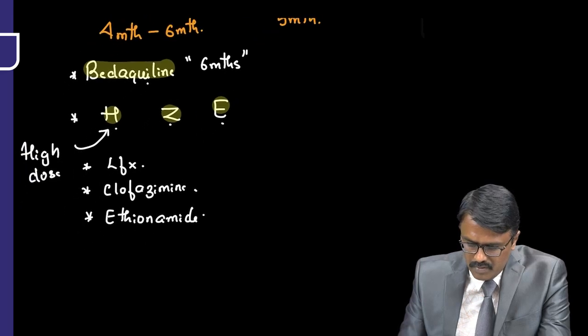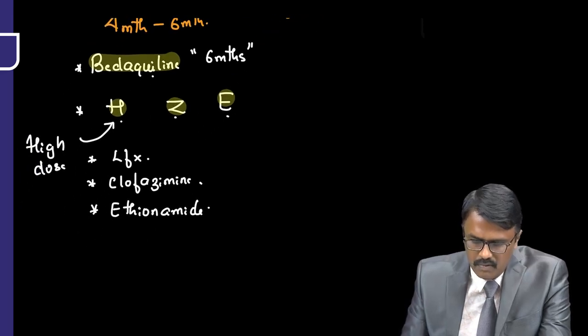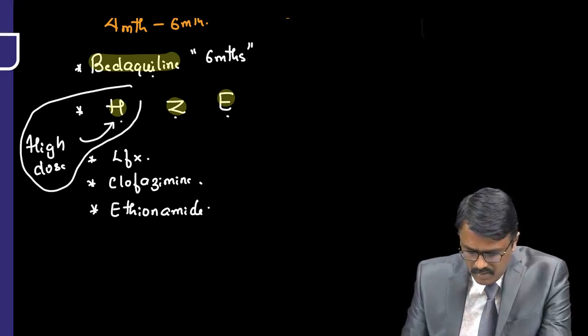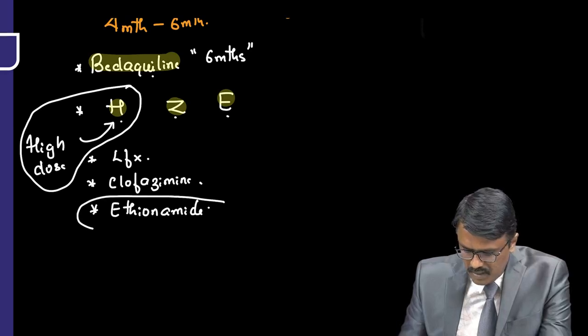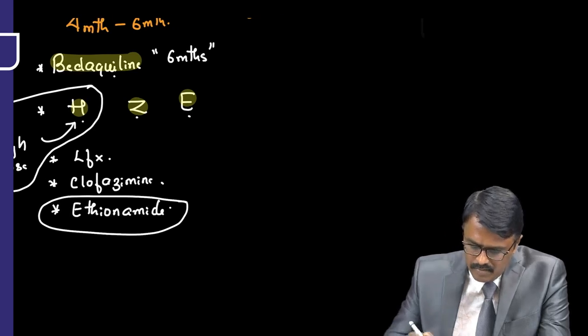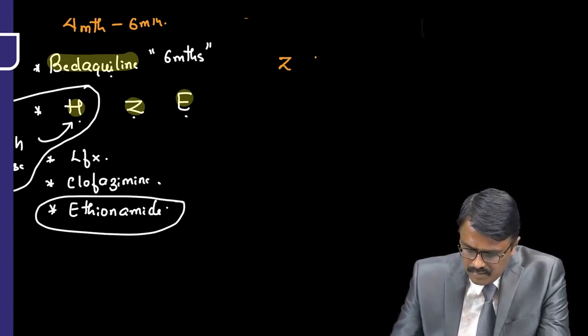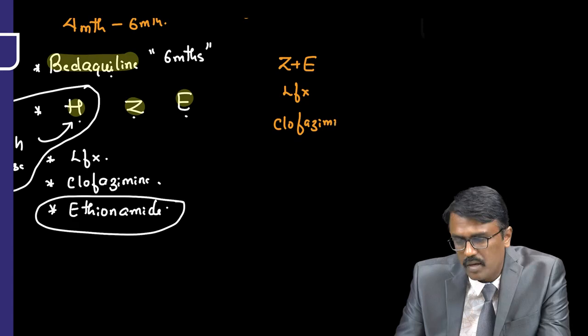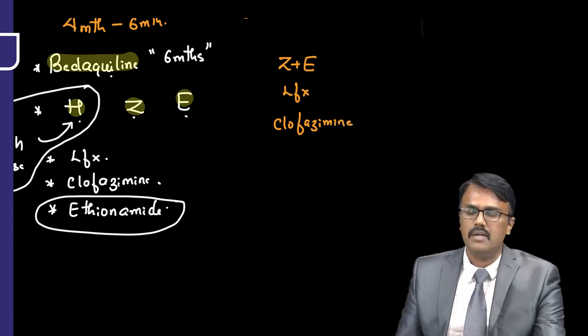Now in the continuous phase, we will remove the first drug. What is the first drug? This one. And we will remove the last drug, this one. Bedaquiline, I told you it's only for 6 months. What is remaining now is the Z and E, along with levofloxacin and clofazimine. The 4 drugs are used for the remaining period.